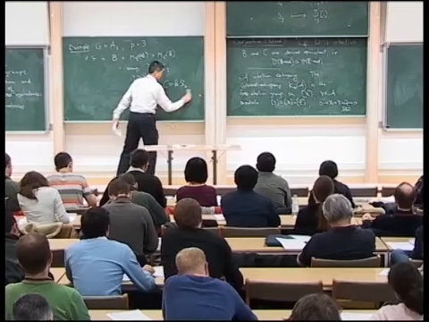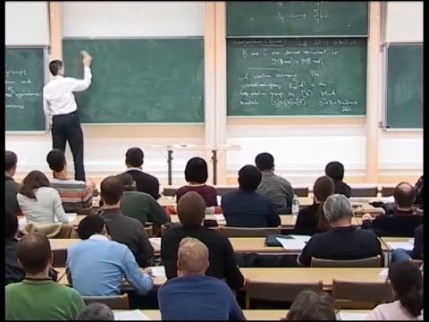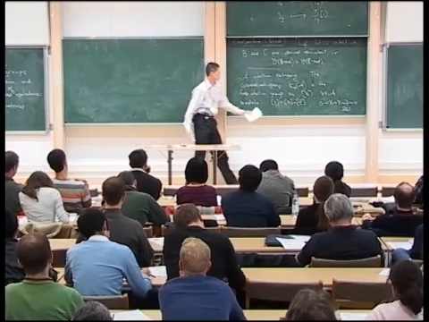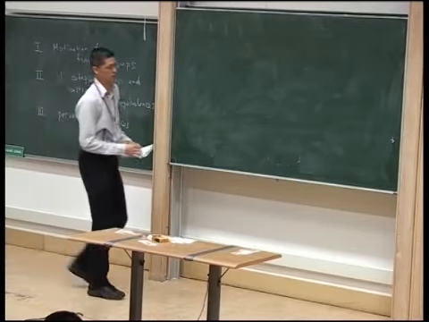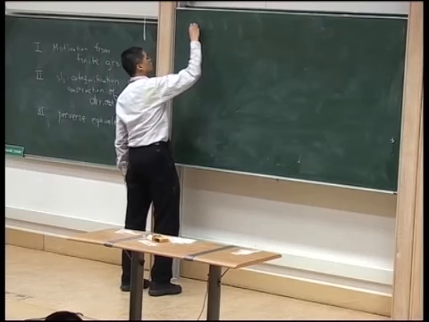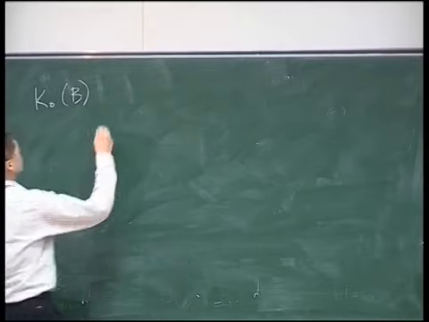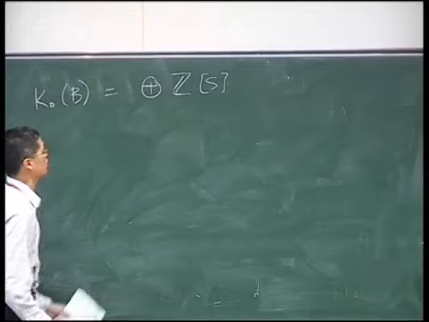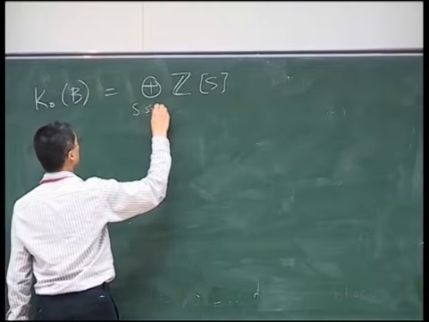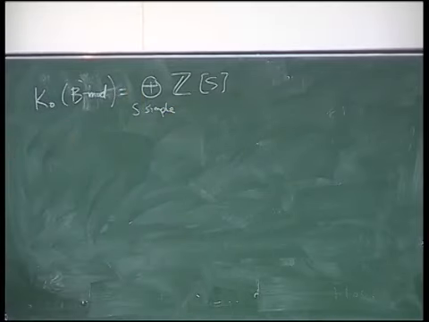In the type of examples we're considering, where objects have composition series, we can use the classes of the simple modules as a basis for the Grothendieck group. So for a block, or in more generality, say a finite dimensional algebra, this is a free abelian group on the classes of simple modules. Here we're taking the sum over all isomorphism classes of simple B modules.